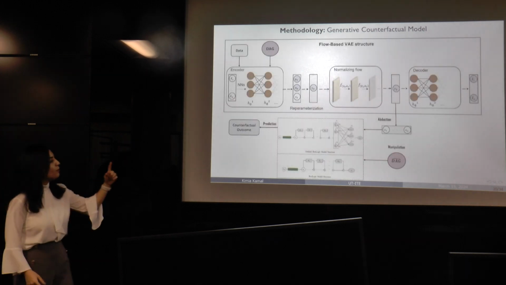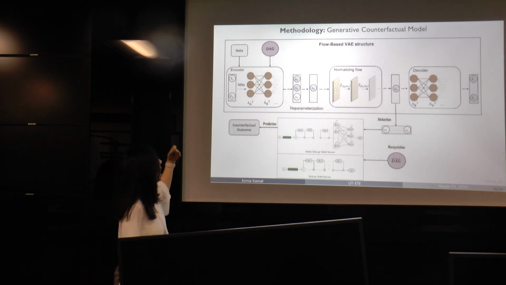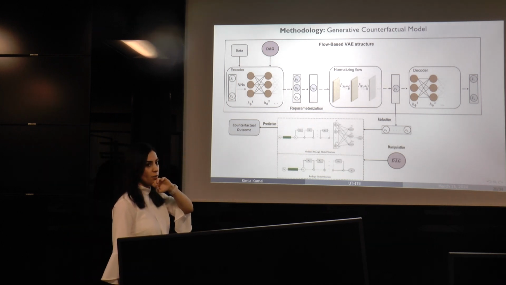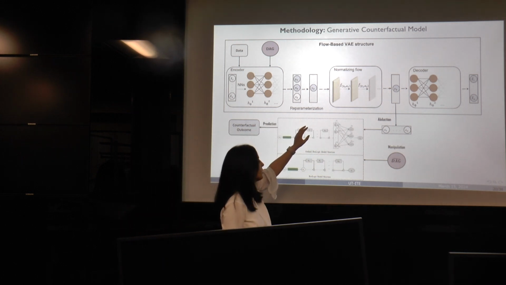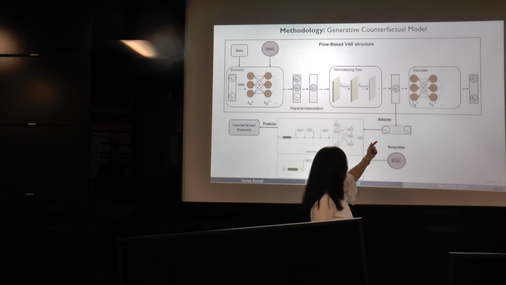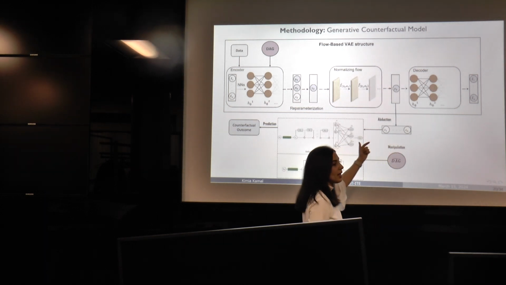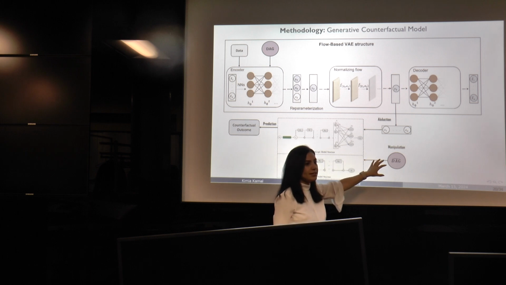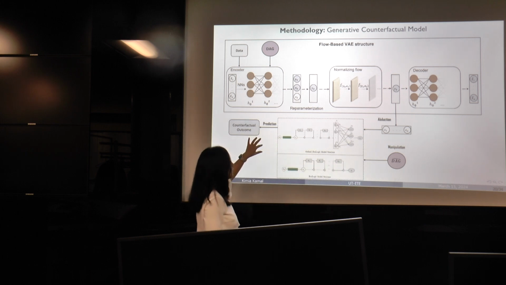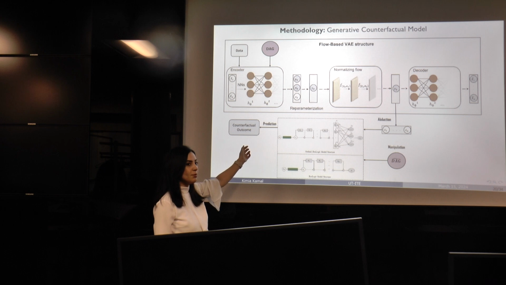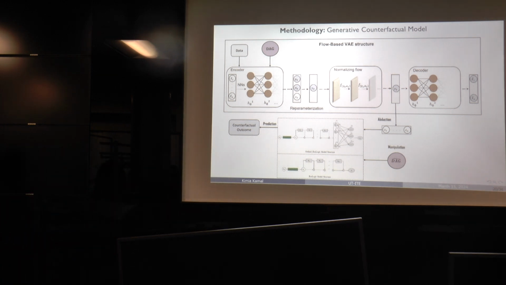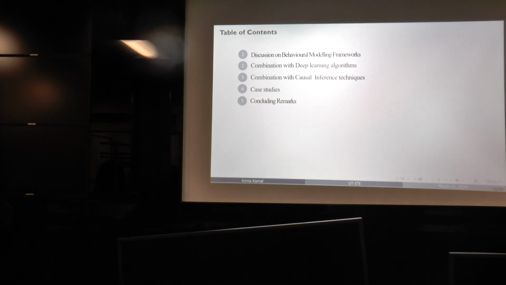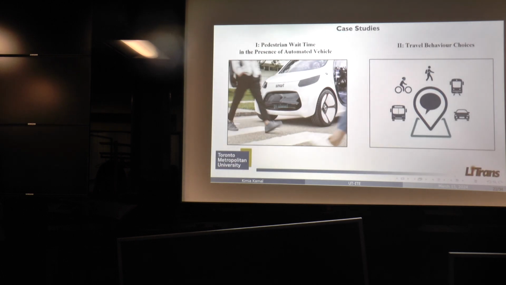This picture shows how the generative counterfactual model works. As you can see, we have the flow-based variational autoencoder structure to estimate the noise distribution. Then we manipulate the system, and again use the same structure as the interpretable deep causal model to predict the counterfactual outcome. Now I'm going to show how our models work in our case study.